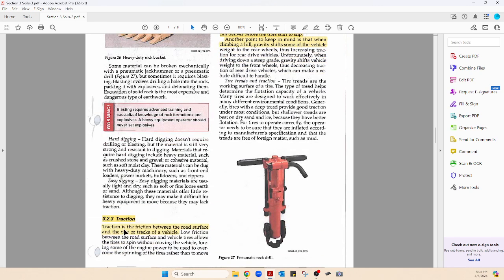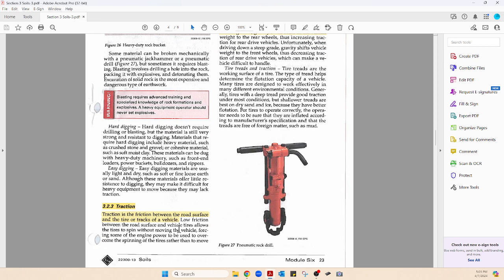Then it gets into traction. And it says traction is the friction between the road surface and the tire or tracks of a vehicle. So it takes friction to take off. Like when you're in your car and you're on a dirt road, you step on the gas and it spins the tires, whoopee, off you go in a cloud of dust. Well, there's some friction involved there. When it gets traction, that means it catches and it starts to move the vehicle. But as long as you're spinning, you're not going to go anywhere, because you have low friction.